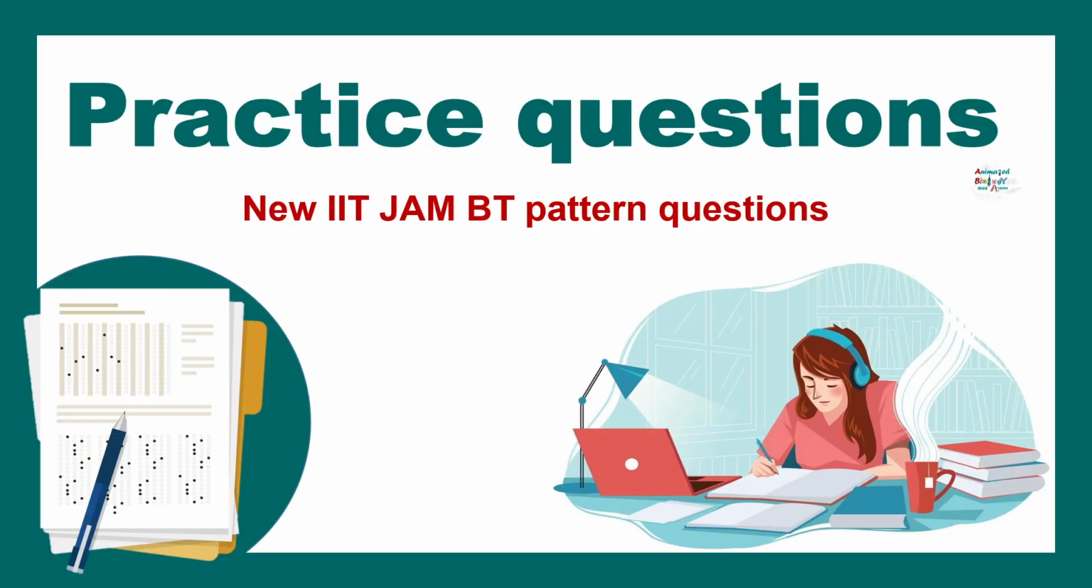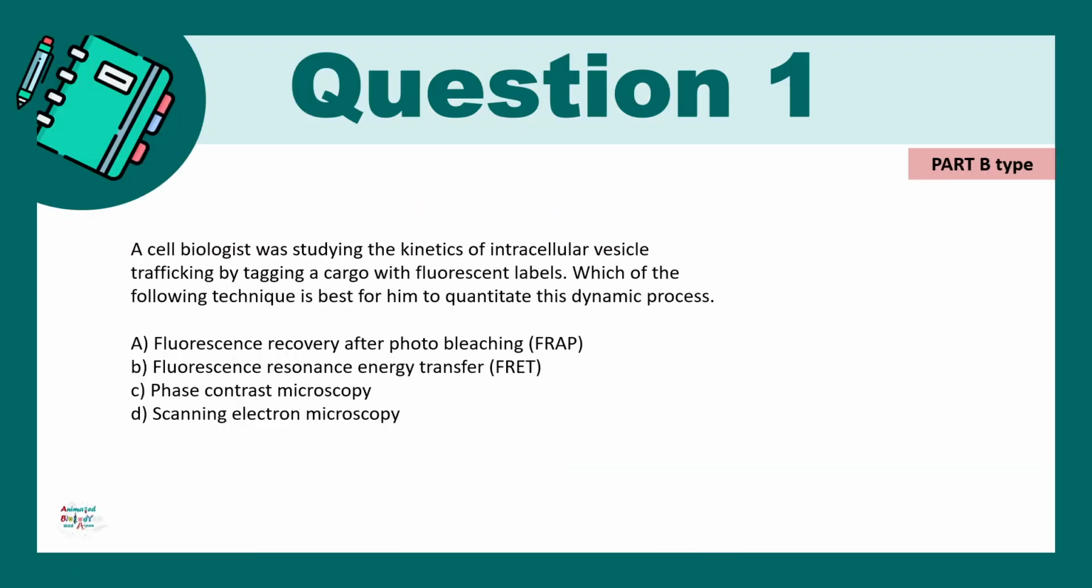Okay, again, let's quickly look at a part B type question. This question was not asked in NET, but it's just a sample question. A cell biologist was studying the kinetics of intracellular vesicle trafficking by tagging a cargo with fluorescent labels. Which of the following techniques is best for him to quantify the dynamics? Fluorescence recovery after photobleaching, FRAP, phase contrast microscopy, or scanning electron microscopy. So obviously you can understand that in order to look at the dynamics, the scientist can use FRAP, right? So I hope this concept is clear now.